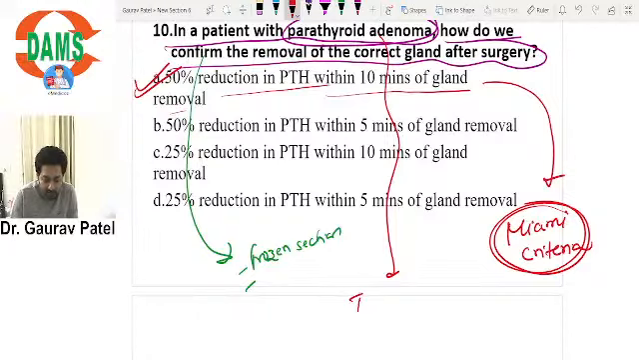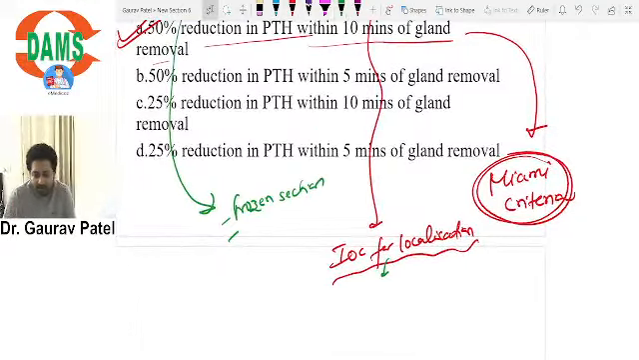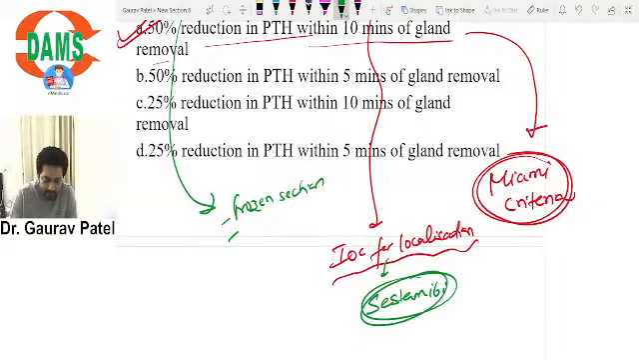Hyperparathyroidism, parathyroid adenoma, investigation of choice for localization. You cannot get this question wrong, you cannot forget this. This is such a commonly asked thing. Investigation of choice for localization of the parathyroid. Yes, Sestamibi scan. Technetium 99 Sestamibi scan. No mistake should be done in this.